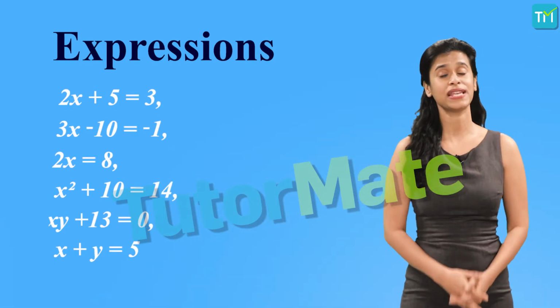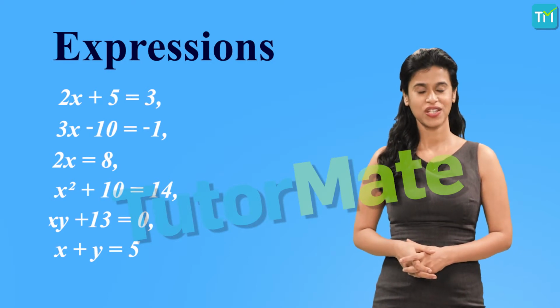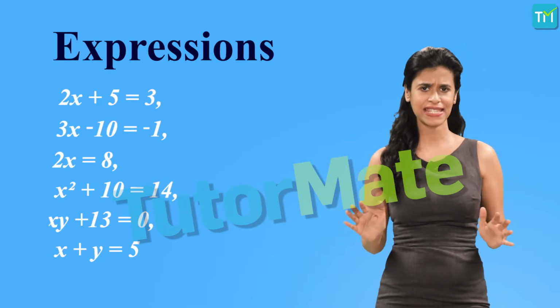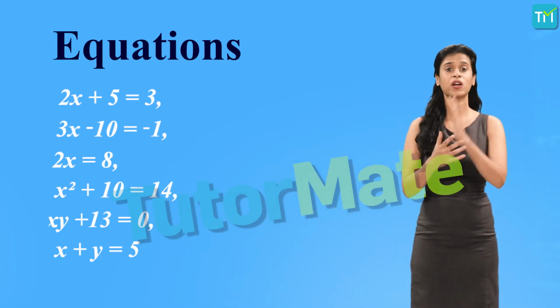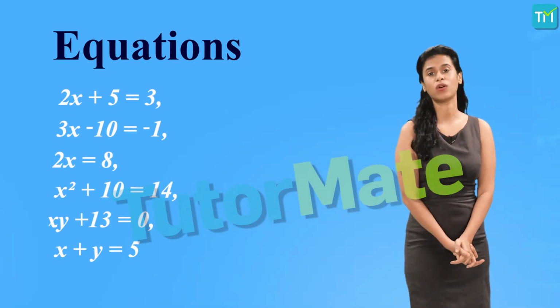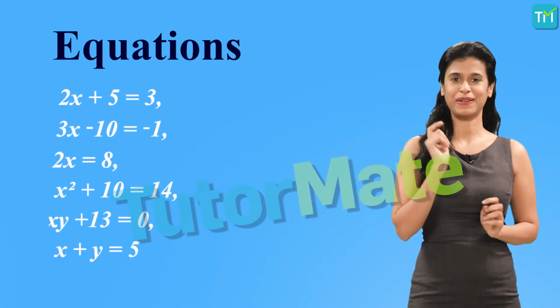Such expressions having an equality sign are known as equations. So all the expressions in the second set are equations. And why is that? It's because an equation is an equality. Got that? No? Okay, so I'll explain it to you.